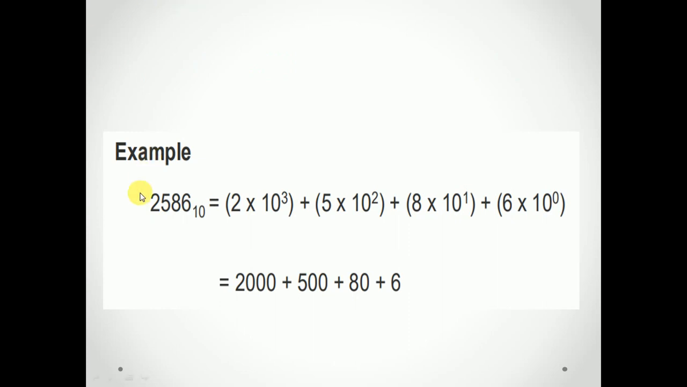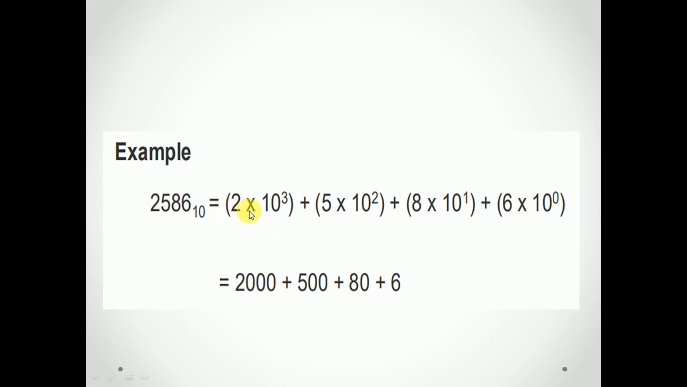You can see this is how a decimal number is written. We don't normally write 2586 to the base 10; we only write 2586. So this number is calculated as 2 into 10 raised to 3, because it is the thousands place, plus 5 into 10 raised to 2, because it is the hundreds place, plus 8 into 10 raised to 1, plus 6 into 10 raised to 0. So it comes as 2586.